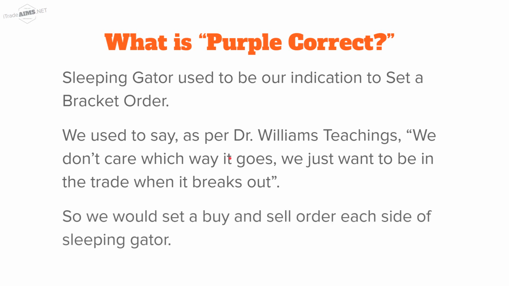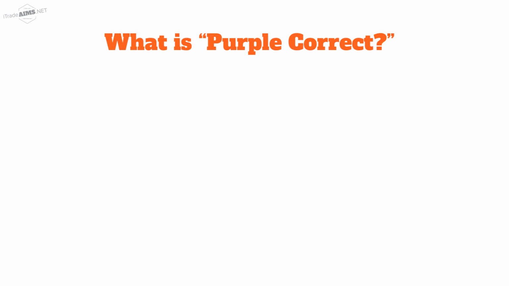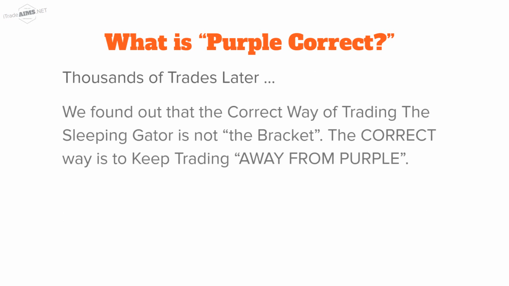So we would set a buy and sell order on each side of a sleeping gator, which would be a range. So this would be a bracket order, a straddle if you like. But thousands of trades later, we have found out that the correct way of trading the sleeping gator is not the bracket. There are ways to do it in the bracket method, but the bracket method has a problem, which is that you will have a very low win rate, and beginner traders find it very difficult to deal with that. So the correct way is to keep trading away from the purple.